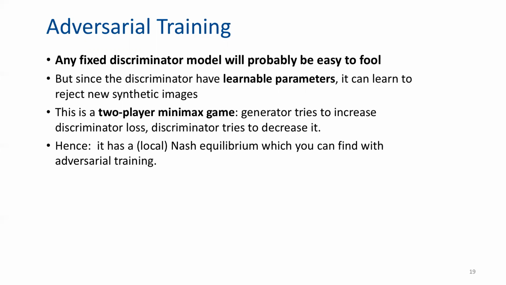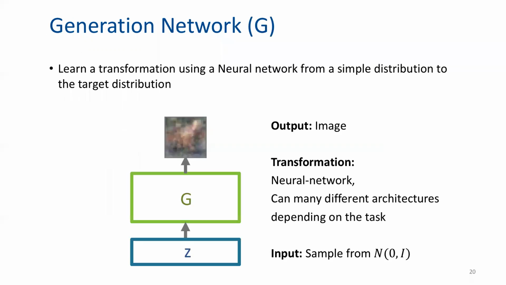Anyway, so formally, it's a two-player game, where one player is trying to minimize something and one is trying to maximize. With a bit more formalism, you can show it has a Nash equilibrium. That's the point at which both players are doing as well as they can. All right, so any questions so far?